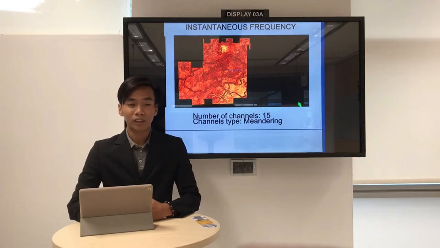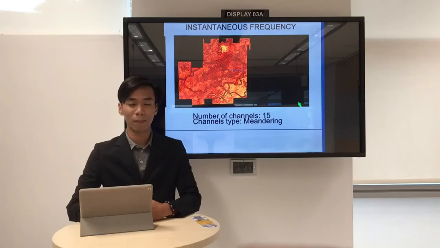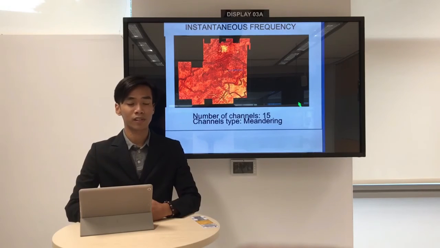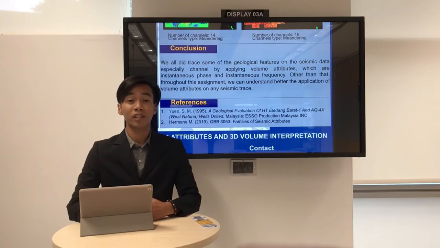This is the picture of the effect after we apply the instantaneous frequency. The red one here gives information to the interpreter, which is the thickness of the surface that we use. With this, we can trace and detect 15 channels, which is one more than the instantaneous phase just now. With this, it is proven that using instantaneous phase and instantaneous frequency, which are in the family of volume attributes, is really helpful in assisting the interpreter in detecting geological features, mainly channels.